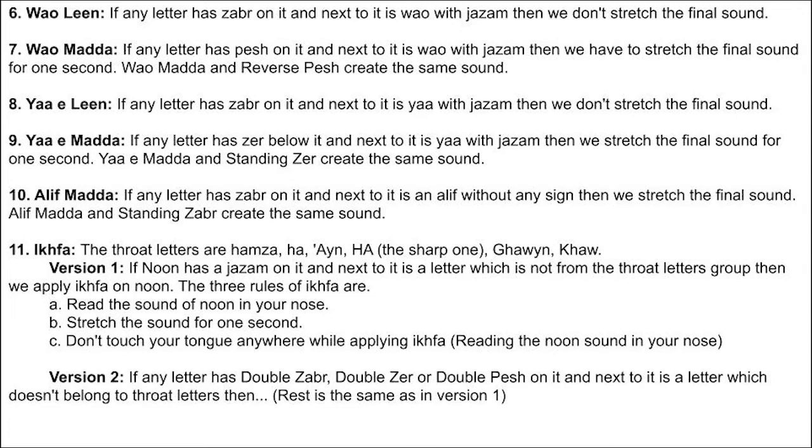Ikhfa. The throat letters are hamza, ha, ain, ha, ghain, kha. Version 1. If noon has a jazm on it and next to it is a letter which is not from the throat letters group, then we apply ikhfa on noon. The three rules of ikhfa are: read the sound of noon in your nose, stretch the sound for 1 second, do not touch your tongue anywhere while applying ikhfa.